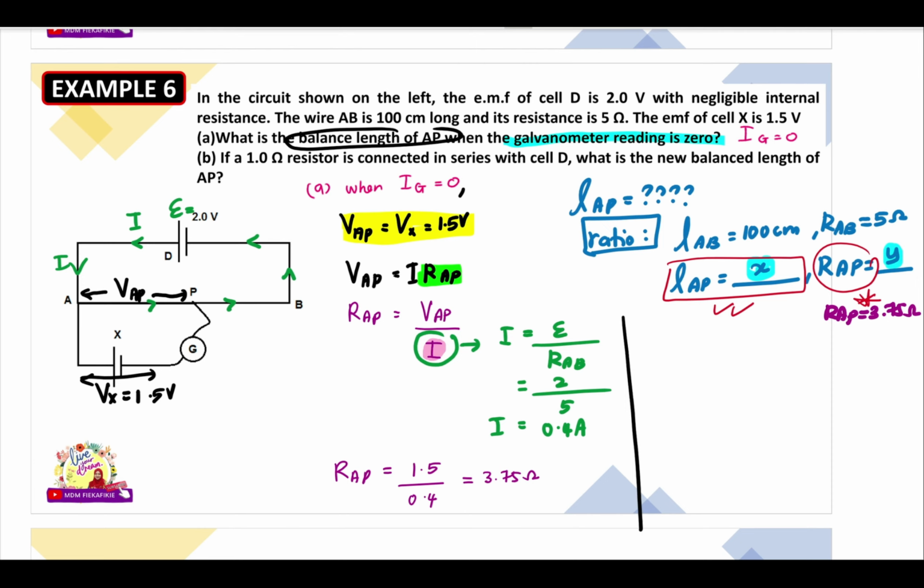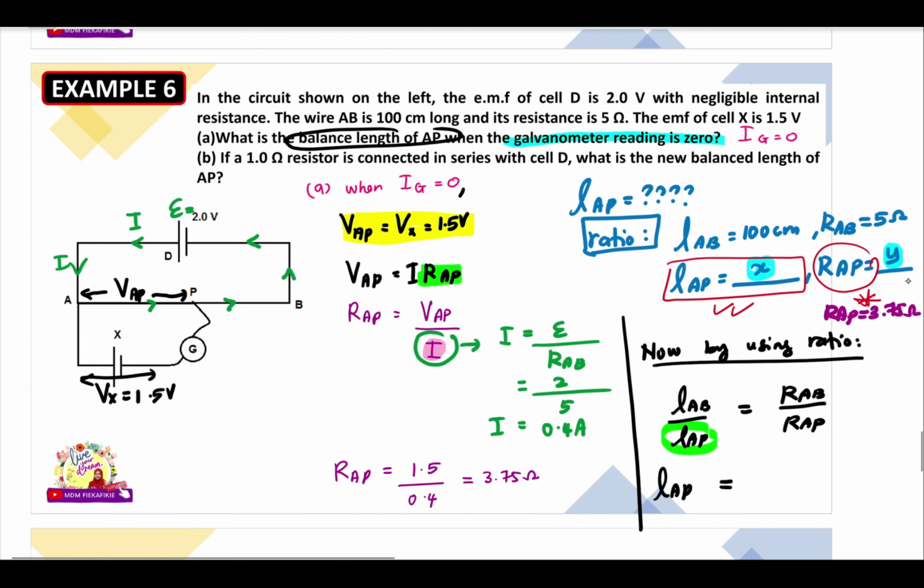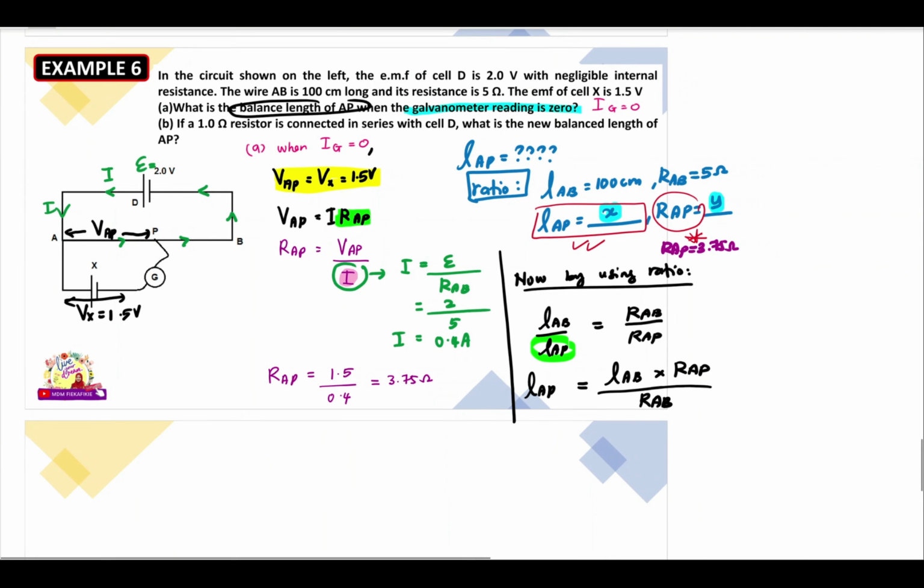Yes. So now by using ratio tadi, okay, kita boleh kira lah. Kita buat macam ni. LAB over LAP equal to RAB over RAP. Okay, so ini yang kita nak cari. This is our objective. Okay, so now LAP is equal to LAB darab RAP over RAB. Okay, so you boleh kira terus lah.